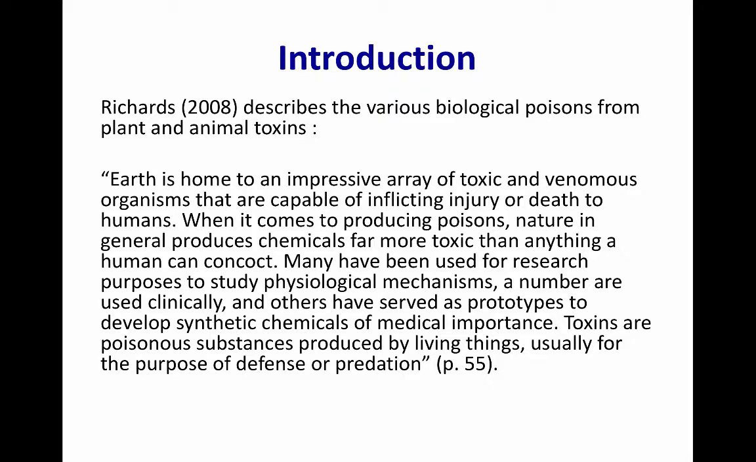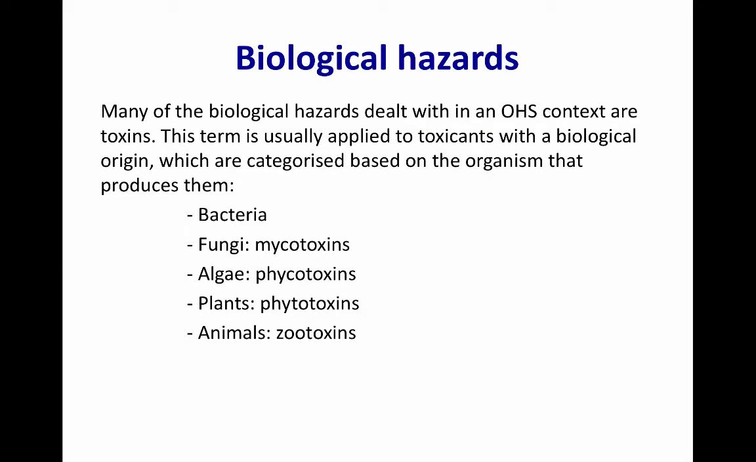Toxins are poisonous substances produced by living things, usually for the purpose of defense or predation. Biological hazards: many of the biological hazards dealt with in an OHS context are toxins. This term is usually applied to toxicants with a biological origin, which are categorized based on the organism that produces them: bacteria, fungi, mycotoxins, algae, phycotoxins, plants, phytotoxins, and animals, zootoxins.